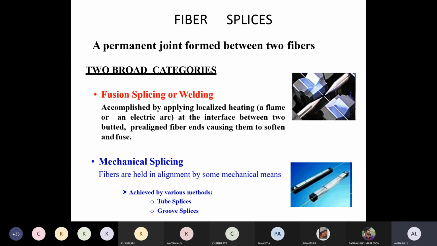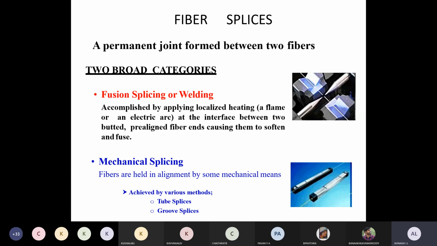Since the fibers are made of glass, when you are heating, they will melt. They soften, from a hard material to a soft material. Once it gets softened, we join and fuse them, and once it is fused, it cools and is joined permanently. That is how fusion splicing works.